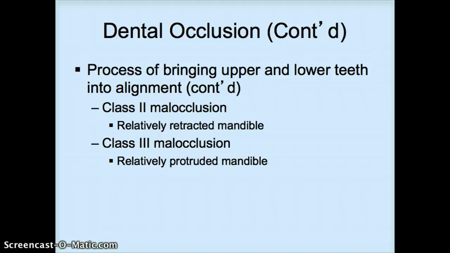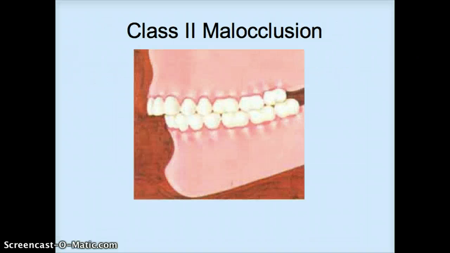Now, a class 2 malocclusion, this is where you have a relatively retracted mandible. And so this looks like an overbite. So here's a picture of a class 2 malocclusion. So you see the mandible here is retracted, so it's pulled back. So it looks like the teeth are hanging over in an overbite. This is called a class 2 malocclusion.